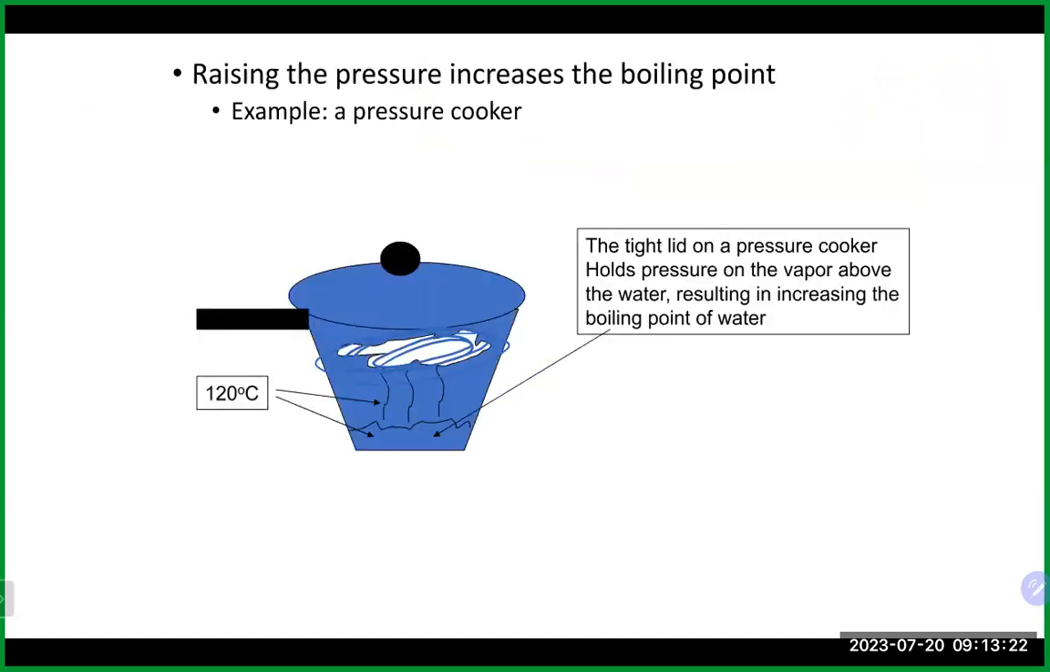Raising the pressure increases the boiling point. For example, a pressure cooker. The tight lid on a pressure cooker holds the pressure of the vapor above the water, resulting in an increased boiling point of the water, and also allows it to heat a little bit more. Lowering the pressure will decrease the boiling point. So here the water will boil at, say, 120 degrees, because everything is trapped in there and can't escape, and it will cause everything to boil at a little bit higher temperature.